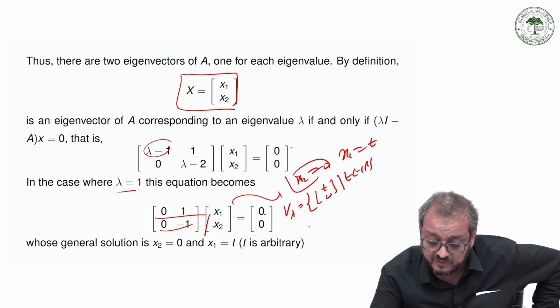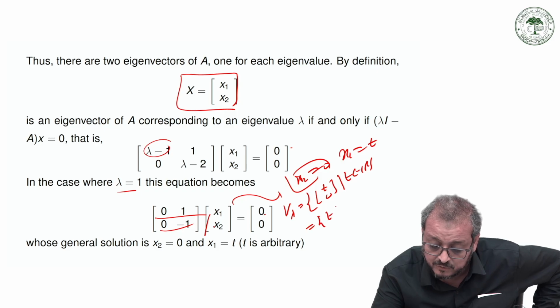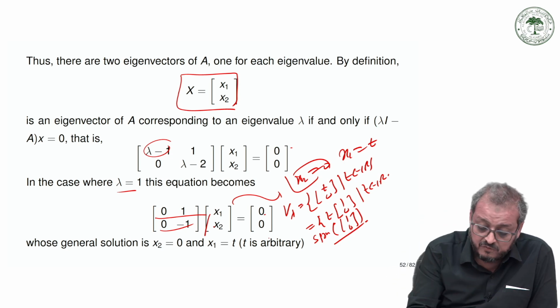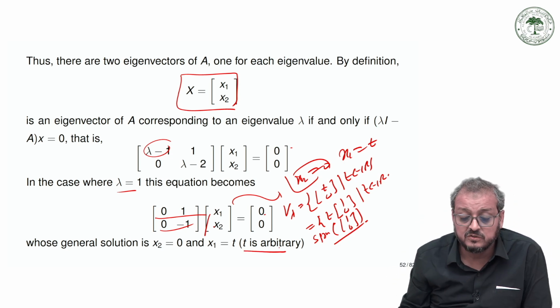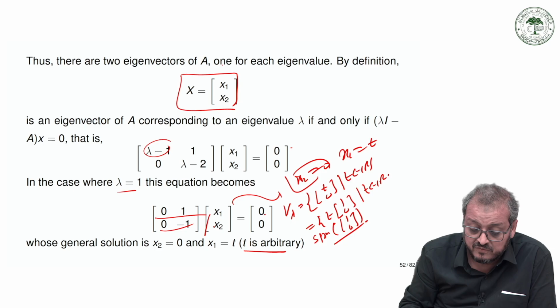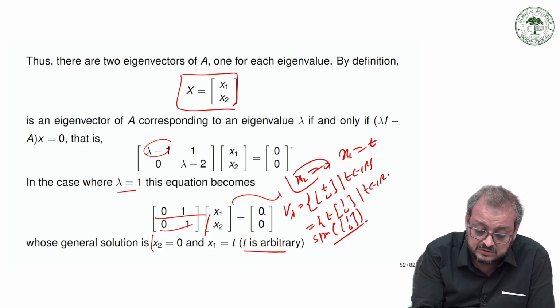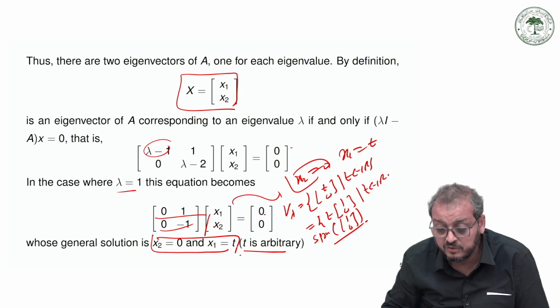Then this can be written as t times (1, 0), such that t is an element of R, and this can be written as the span of (1, 0). The eigenvector of this, for t any arbitrary value, is (1, 0). So this is the eigenvector for lambda 1.